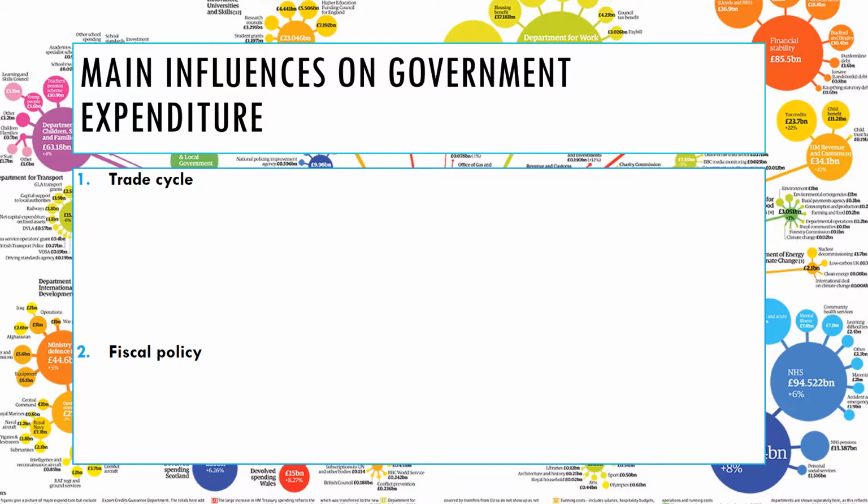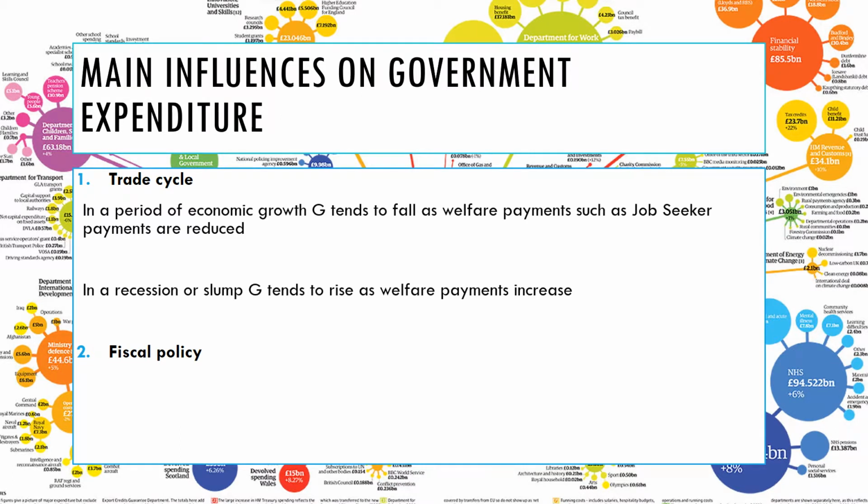Okay, let's move on now to the main influences on government expenditure. The first one we're going to look at is the trade cycle, which is the way in which GDP fluctuates over time through recession, growth, boom, and slump. In a period of economic growth, government expenditure tends to fall. As we saw right at the start of this video, a large part of government spending is made up of welfare payments, such as jobseekers' payments. If the economy is doing well and national income is rising and people's incomes are rising, then there is less of a requirement for government to make these payments.